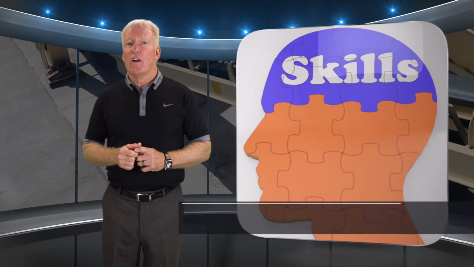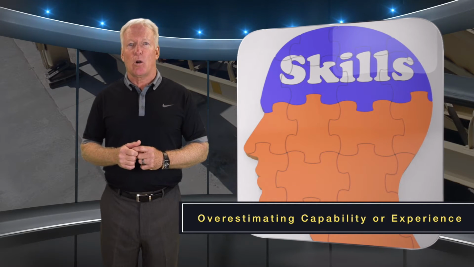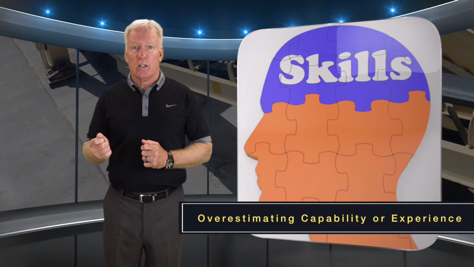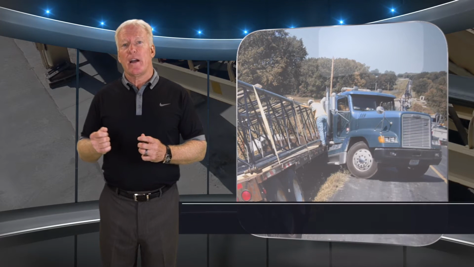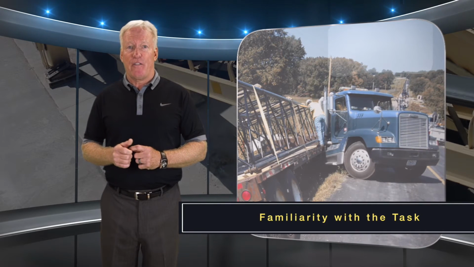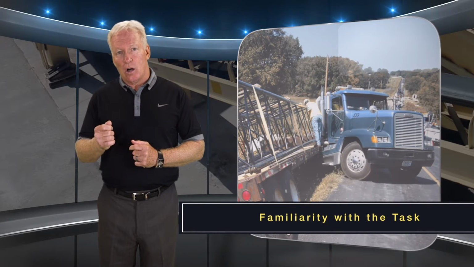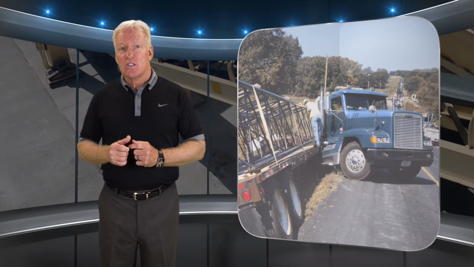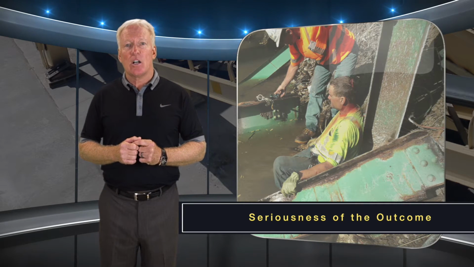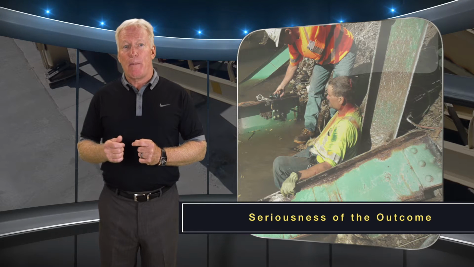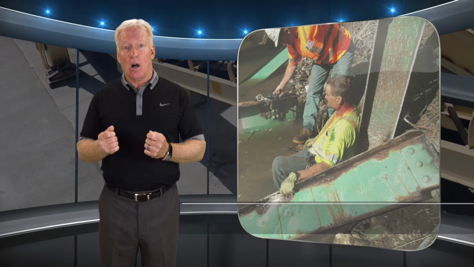The first one, overestimating our capability or experience. A belief that one's physical ability, strength, or agility, or years of experience and wisdom will allow them to do the task without injury. The second is familiarity with the task. This is our self-confidence, especially when accompanied by being unaware of actual dangers or deficiencies. The third, seriousness of the outcome, asking the question, how bad could it be? When we believe that the outcome of our actions will not be serious, we're prepared to accept more risk. If we believe the outcome to be serious and risky, our risk tolerance goes down.